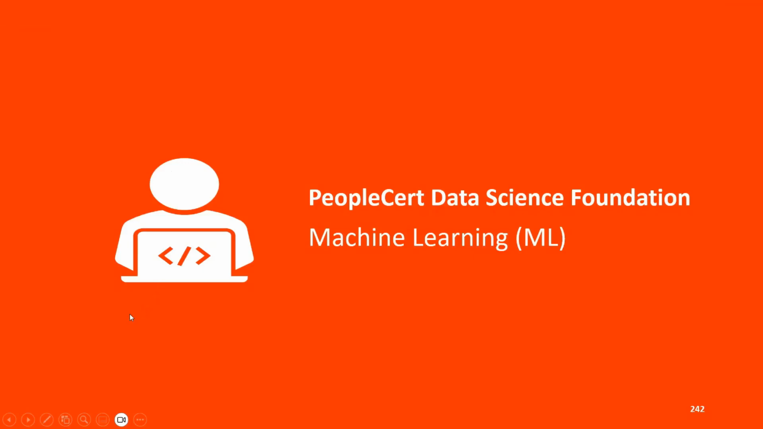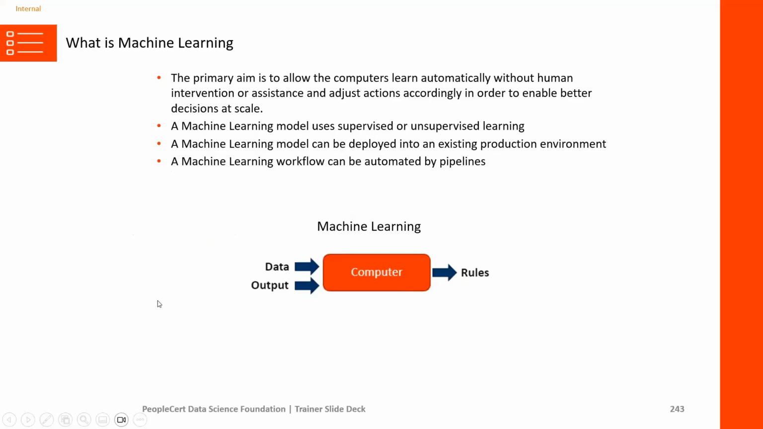So now let's talk about machine learning. Let's discuss what machine learning is. The primary aim of machine learning is to allow computers to learn automatically without human intervention or assistance and adjust their actions accordingly in order to enable better decisions at scale.